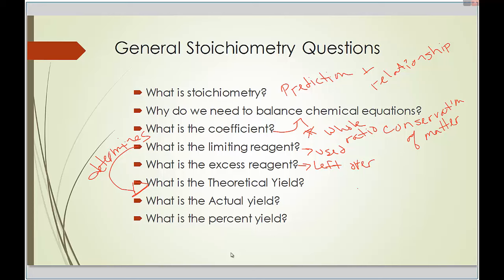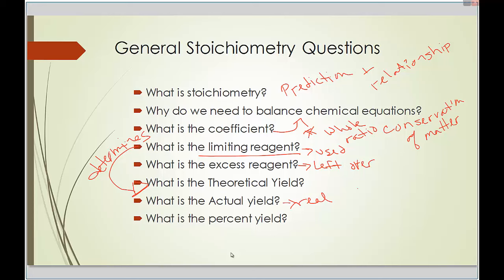The limiting reagent determines the theoretical yield. The actual yield is after an experiment has actually occurred. So that is your real value. You're in the laboratory, for instance, and you take measurements at the very end, and you want to know how much you actually made. That would be the actual yield.